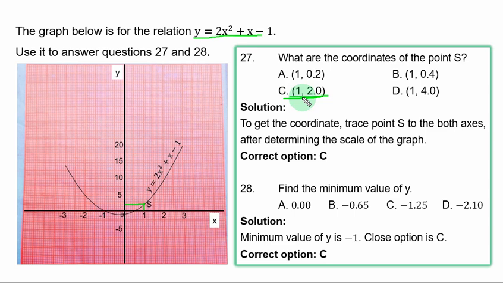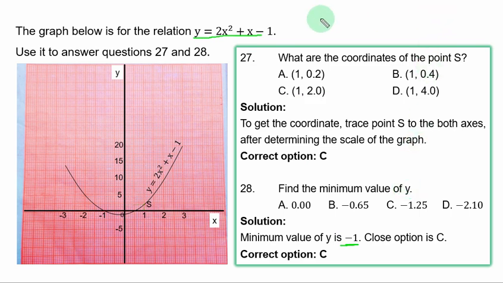28. Find the minimum value of y. From the graph, the minimum value is -1. That is not in the options. The closest option is C. So you can go by option C.